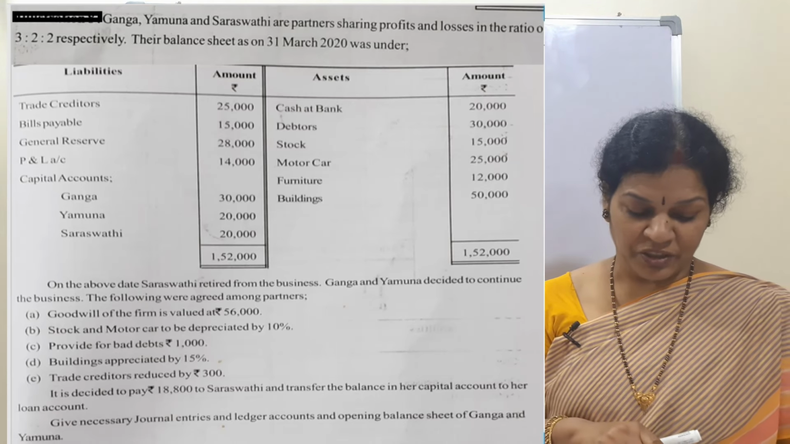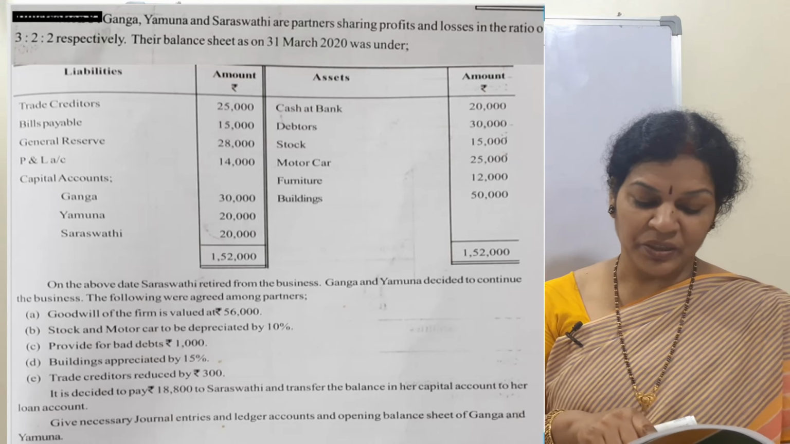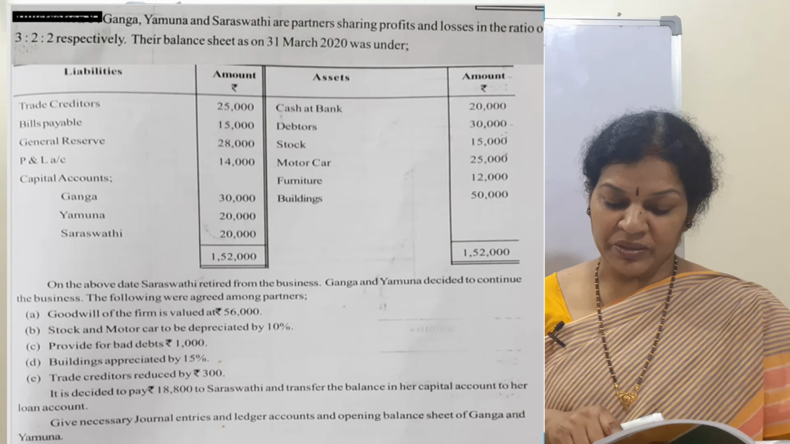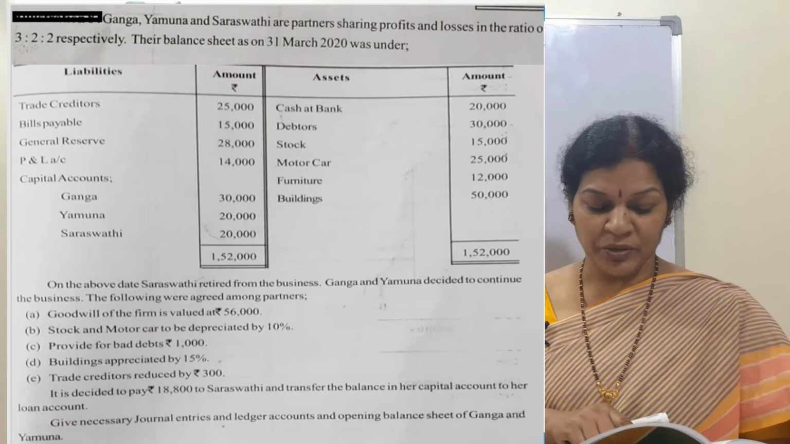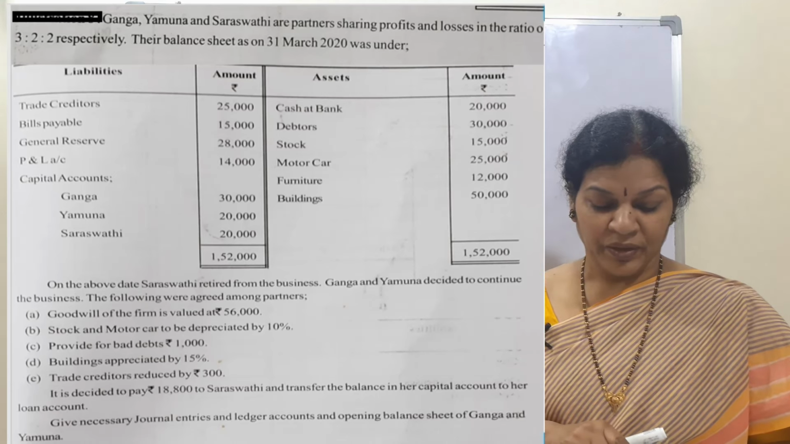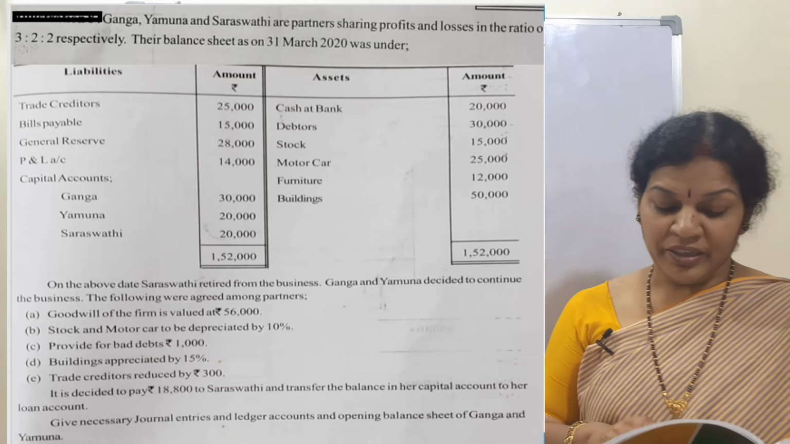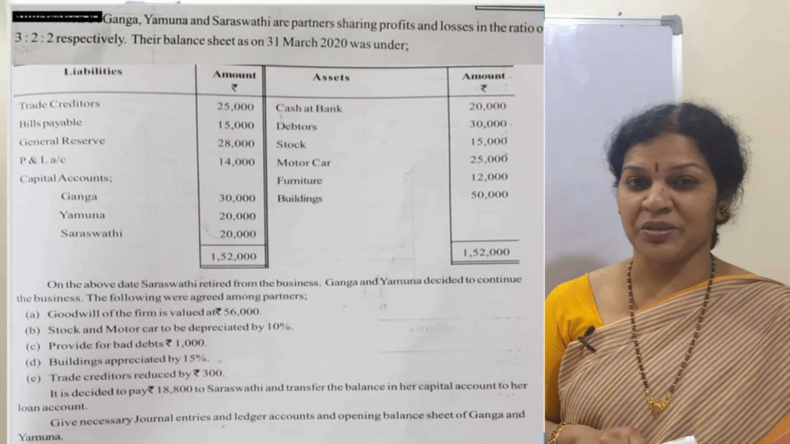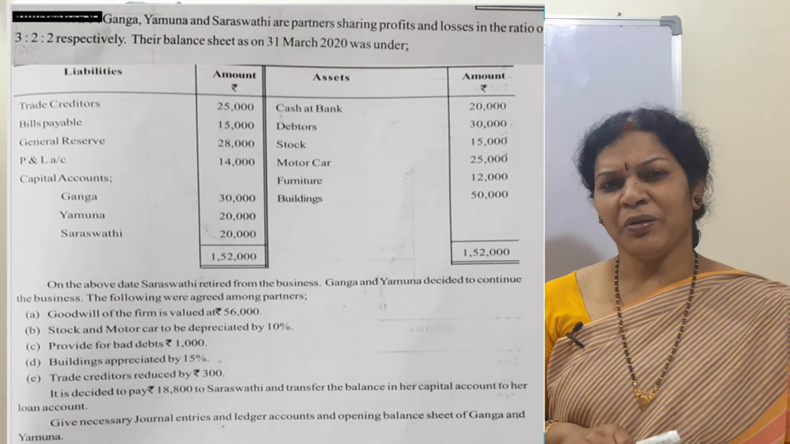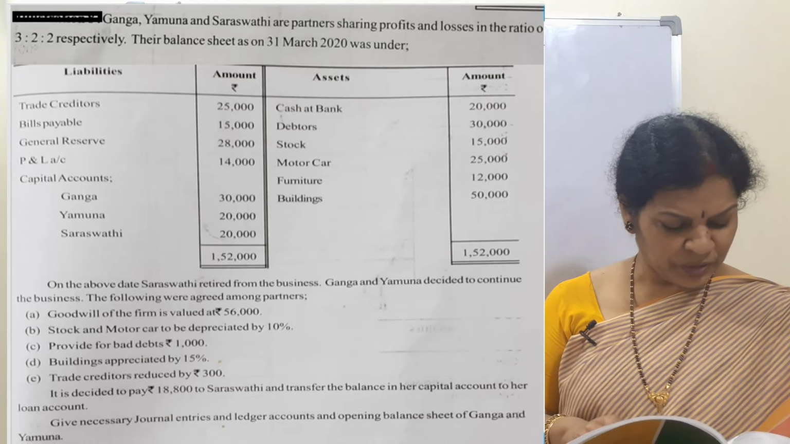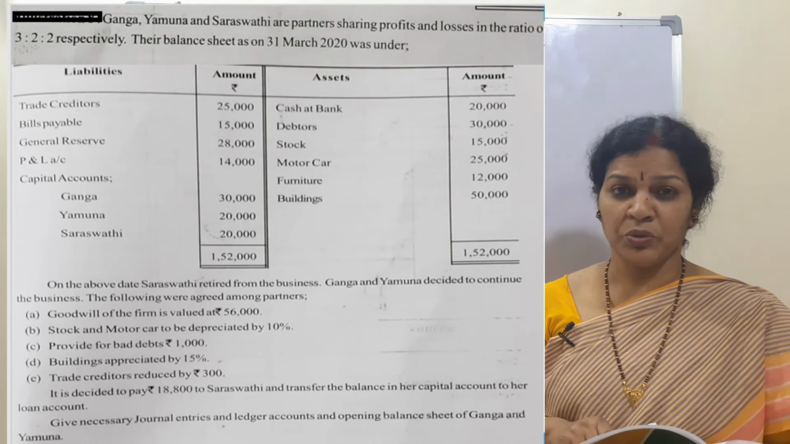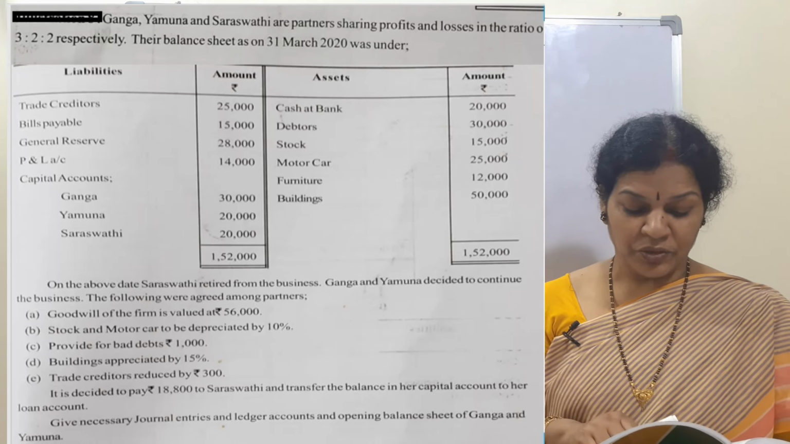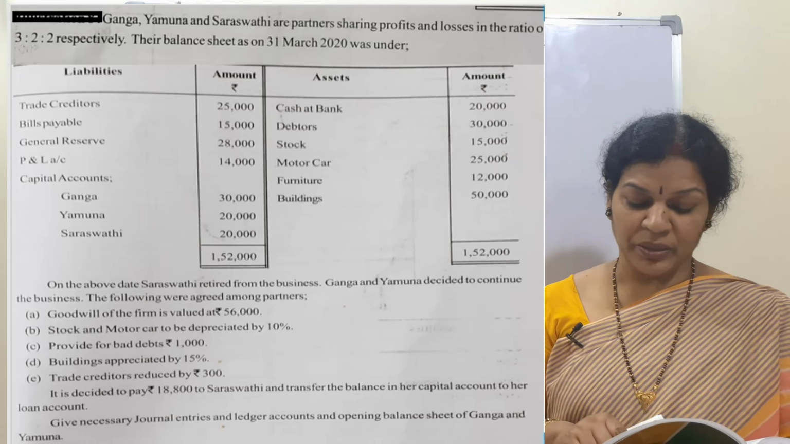Now coming to the adjustments: on the above date Saraswati retired from the business. Ganga and Jamuna decided to continue the business. The following were agreed among the partners. First one is goodwill of the firm is valued at 56,000. So goodwill account is attached to Ganga, Jamuna, Saraswati in the ratio of 3:2:2. Simple.